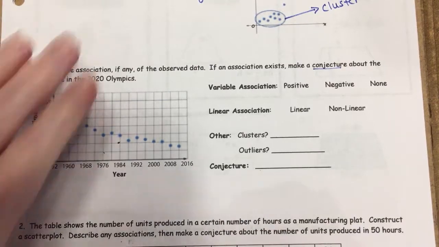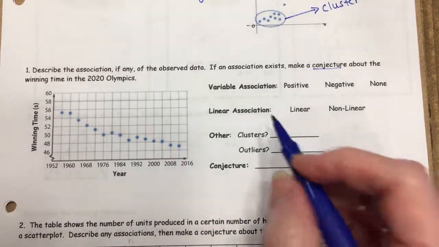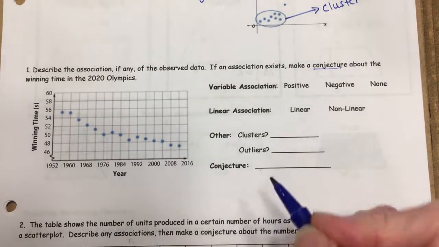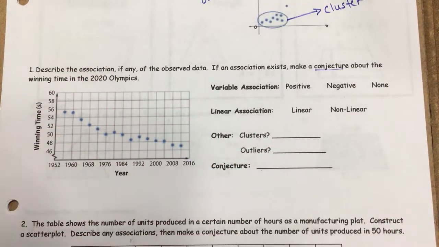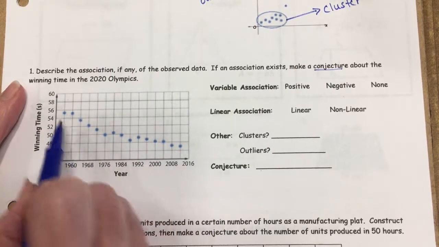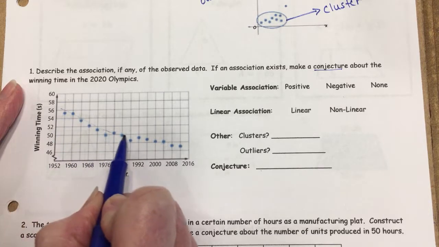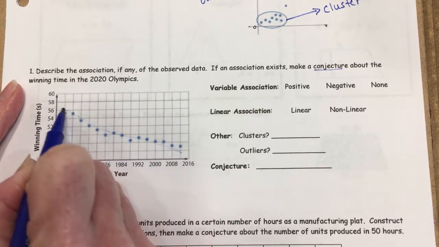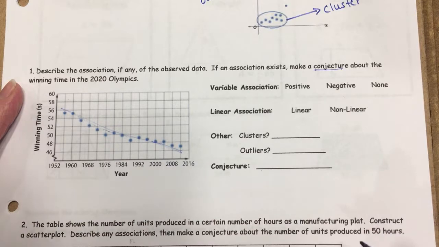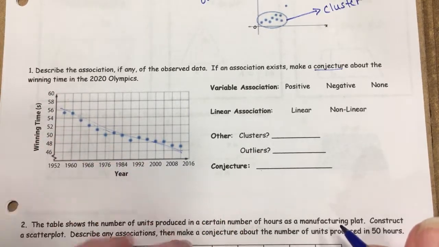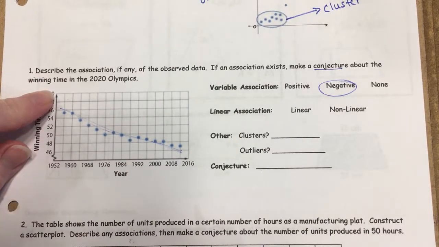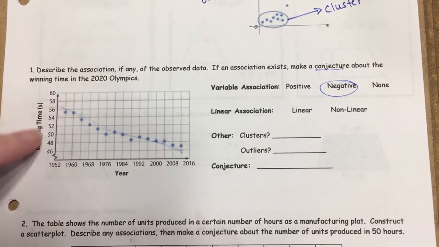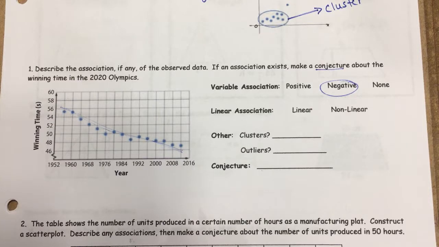All right, so the first thing we're going to look for are variable associations, and that's when you have positive, negative, or none. So remember, that's kind of like the slope of a line. So if you picture a line kind of going through these points, is it going to have a positive slope or a negative slope? Well, you can see it kind of makes a line going through here, right? Sort of a line. But it's definitely going down and to the right. So I would say this has a negative association. As x got bigger, what happened to y? Y got smaller, so that's negative.